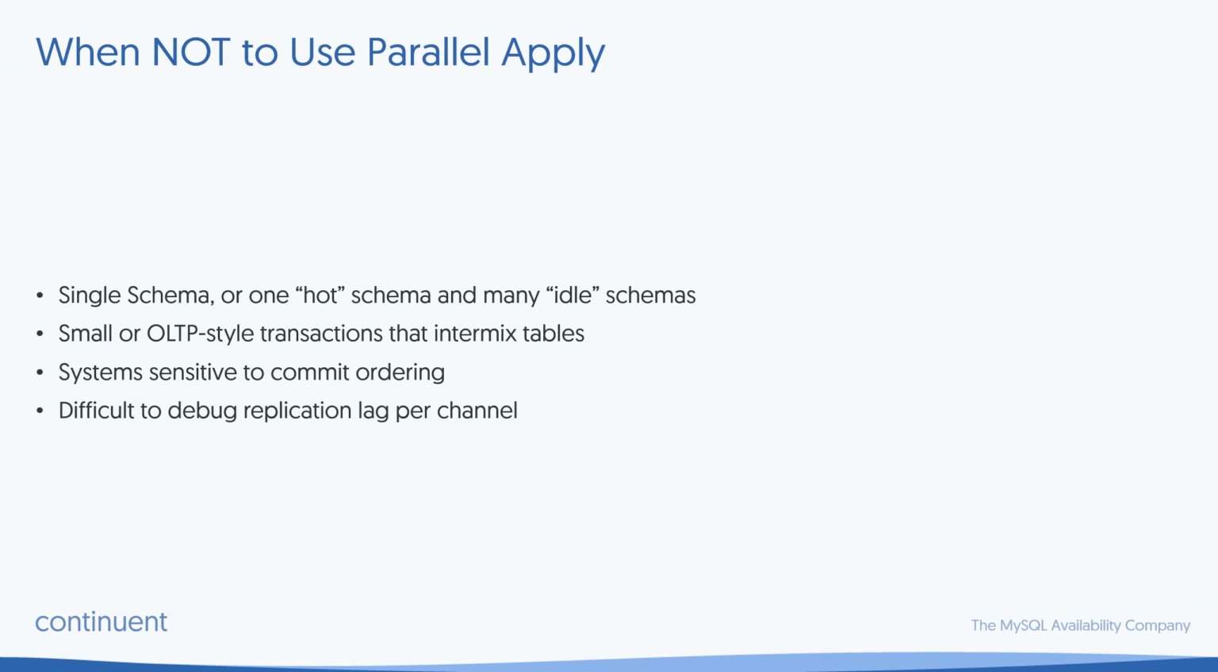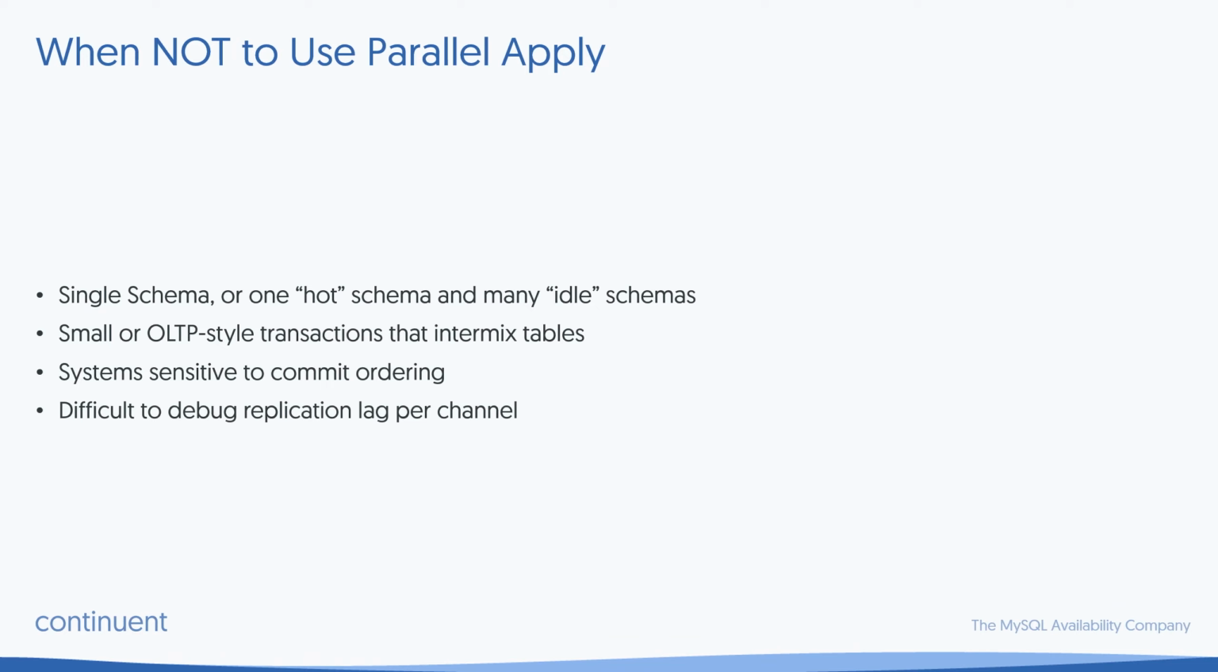So when not to use it? Well, it's not a universal solution. Let's summarize when parallel apply may not be the most appropriate choice. Firstly, if you have only one single schema for your application, or you may have many schemas, but only one is the hot or active schema, whilst the others may only have 2 to 3 updates per day, parallel apply won't really give you any benefit in those situations.